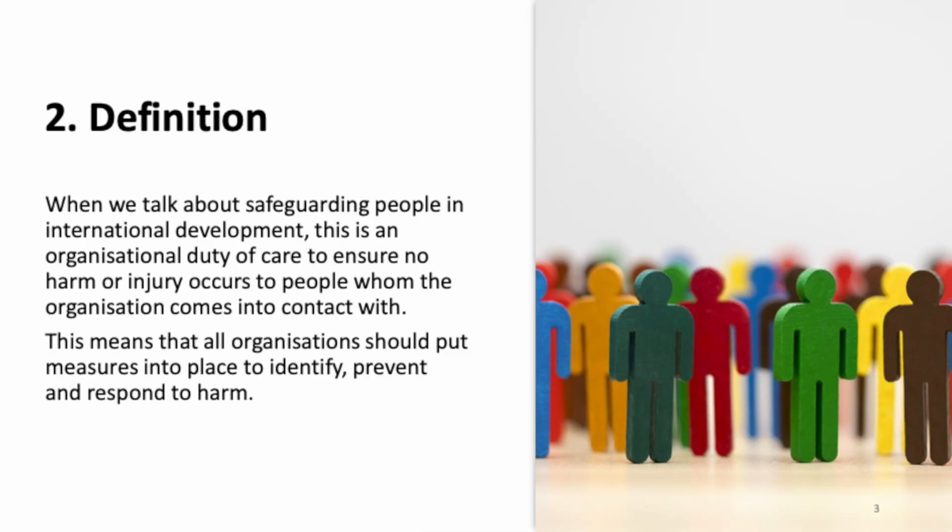So let's start with a little bit about definition. When we talk about safeguarding people in international development, this really is about an organizational duty of care to ensure no harm or injury occurs to people whom the organization comes into contact with. This means that all organizations should put measures into place to identify, prevent, and respond to harm.